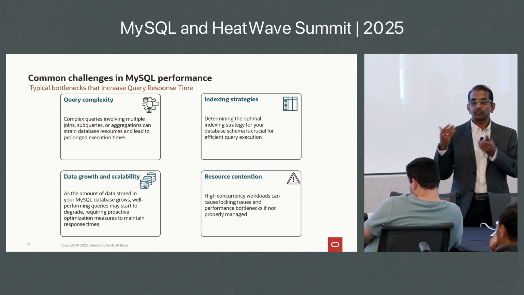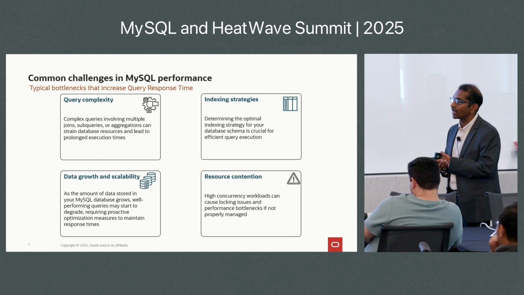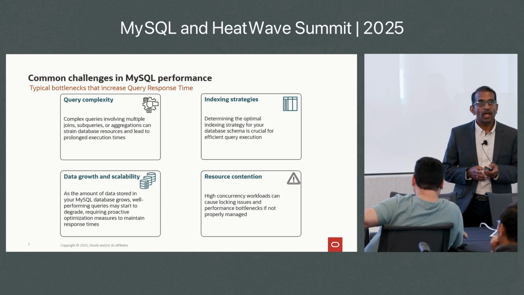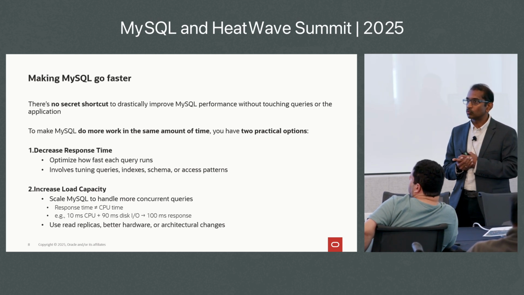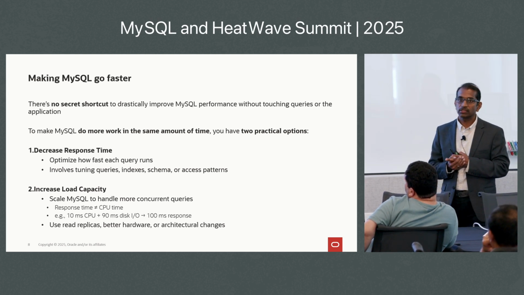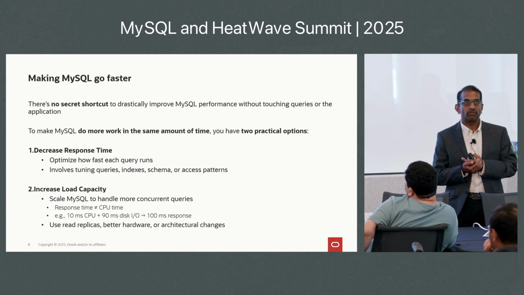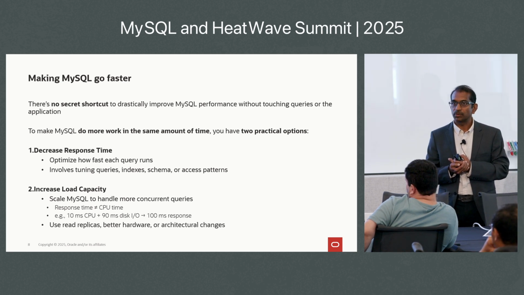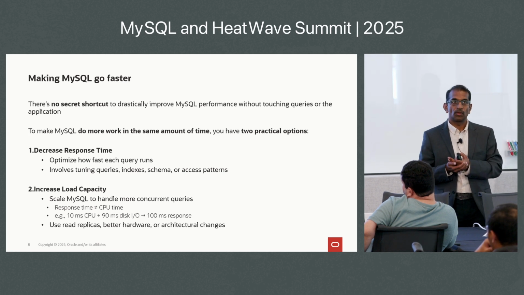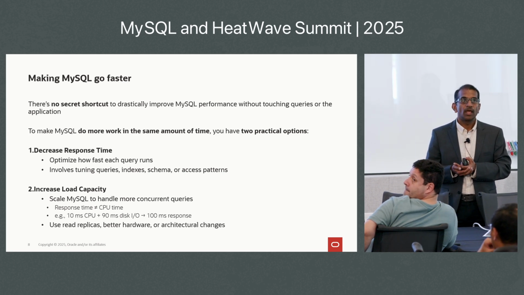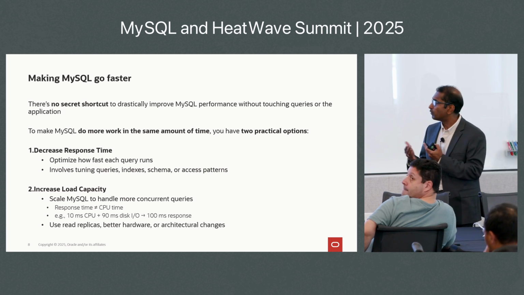So you can categorize them into common challenges in this fashion. And then if I have these challenges identified, how do I make MySQL go faster? So the question is, I have a slow query. I have seen that the response time is pretty bad, and I have bucketized them into multiple ways that I could see them as a challenge. Now, how do I make this go faster?